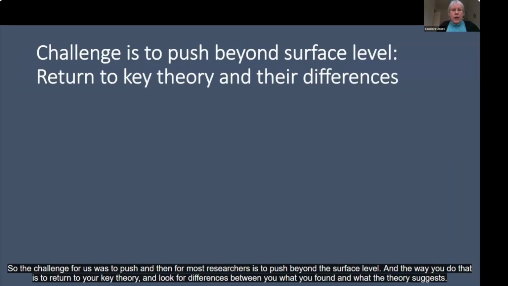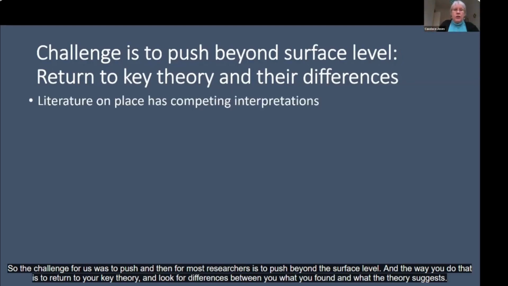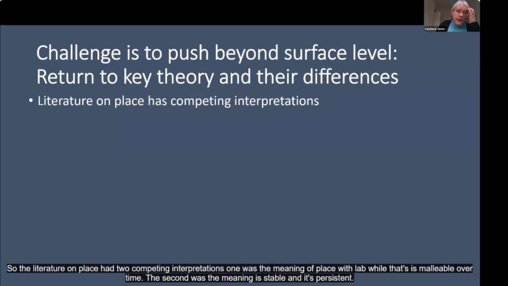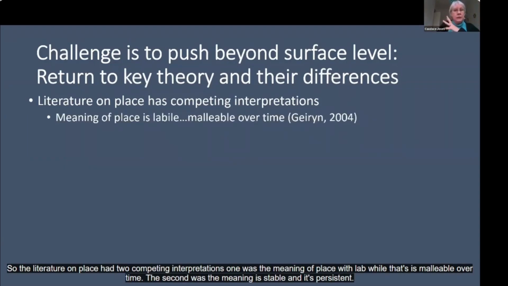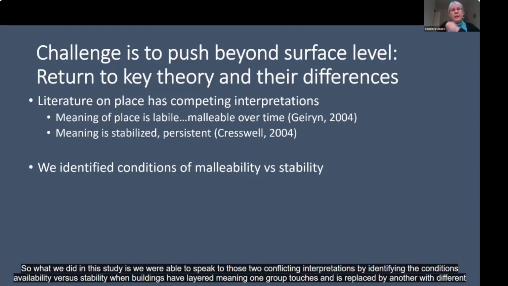So the challenge for us, and for most researchers, is to push beyond the surface level. And the way you do that is to return to your key theory and look for differences between what you found and what the theory suggests. So the literature on place had two competing interpretations. One was that the meaning of place was labile, that is malleable over time. The second was that the meaning is stable and persistent. So what we did in this study is we were able to speak to those two conflicting interpretations by identifying the conditions of malleability versus stability.